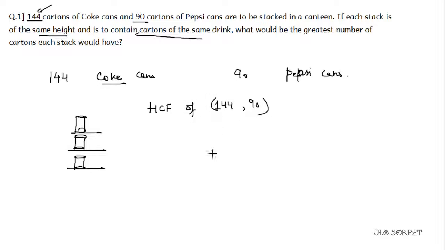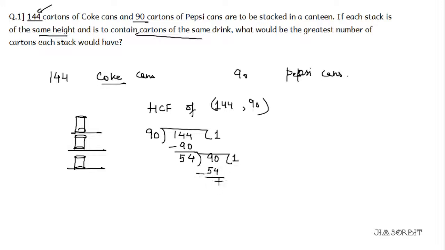Now we know how to find the HCF. We have already covered this when we were doing part 1 and part 2, how to find the HCF. So 90 and 144. This will be 1 times 90. So 54. We will move ahead. 54 2 times will be quite a large value. So just 1 times.